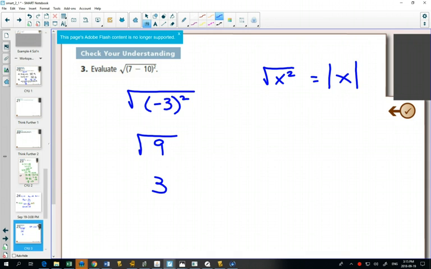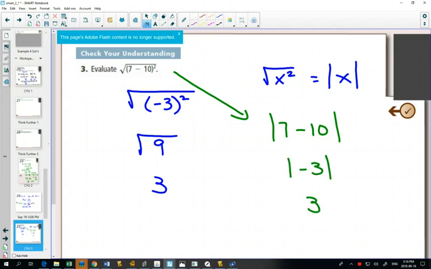So I could have done this same question quicker by saying, well, the square root of something squared, that will cancel each other out, and I'll just be left with the absolute value of 7 minus 10. And if I do that, that's the absolute value of negative 3, which becomes positive 3 as well.